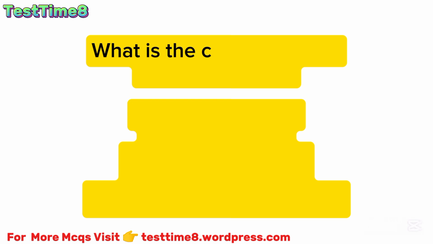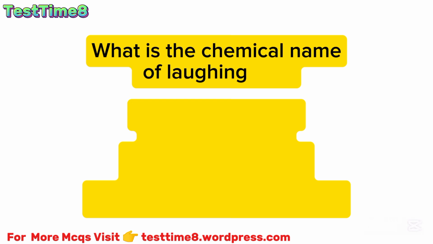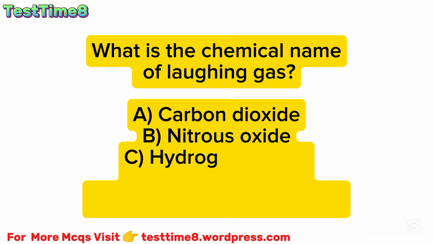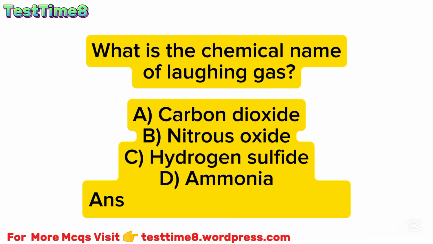What is the chemical name of laughing gas? A. Carbon dioxide, B. Nitrous oxide, C. Hydrogen sulfide, D. Ammonia. Answer: B.